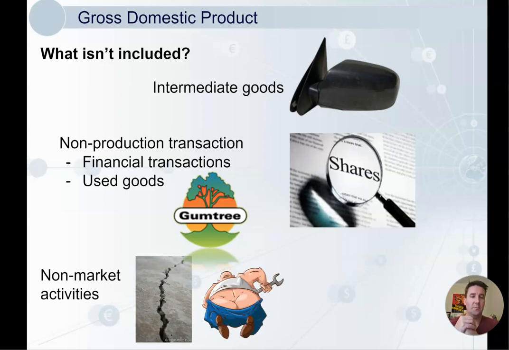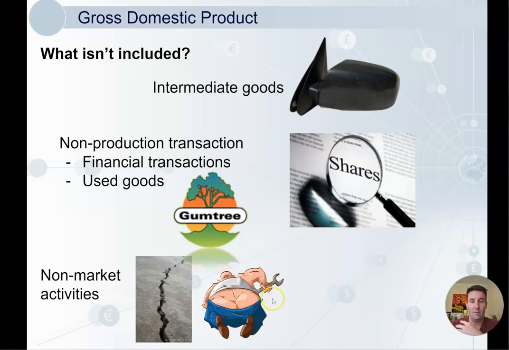Non-market activity. So we've got two cracks here. This one is referring to crack, like the illegal drug. So you are buying a good if you are buying a drug, but the government doesn't know about it because the drug dealer isn't reporting their drug sales to the government. They would be foolish. So it doesn't count towards GDP because they don't know about it.